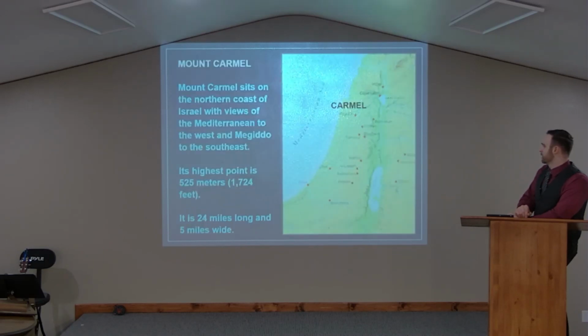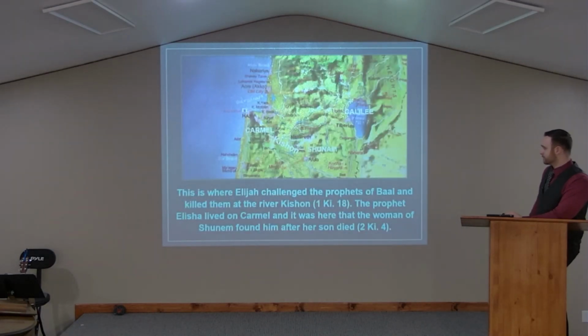All right, speaking of Mount Carmel, it sits up here on the northern coast of Israel. It views the ocean over here, and then the valley we just looked at, and it's 1,724 feet high. It's a big mountain, 24 miles long, 5 miles wide. We know this is where Elijah challenged the prophets. He also lived on Carmel, and it's here that the woman of Shunem found him after her son died.